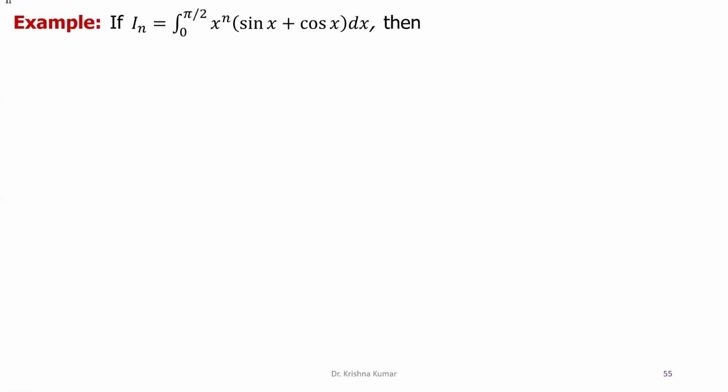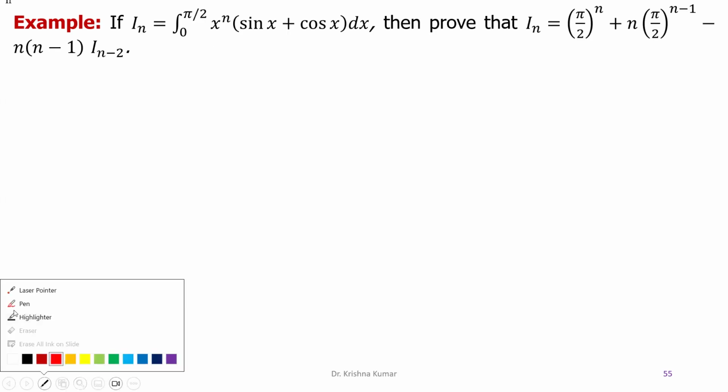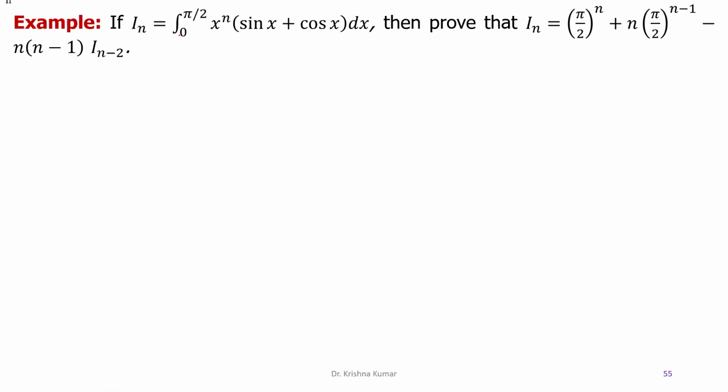In this lecture, we take one more example on reduction formula. The question is, if I_n is equal to the integration of x to the power n (sin x + cos x) under the limit 0 to pi by 2 with respect to x, then prove that I_n is equal to (pi by 2) to the power n plus n times (pi by 2) to the power n minus 1 minus n into (n minus 1) into I_(n minus 2).